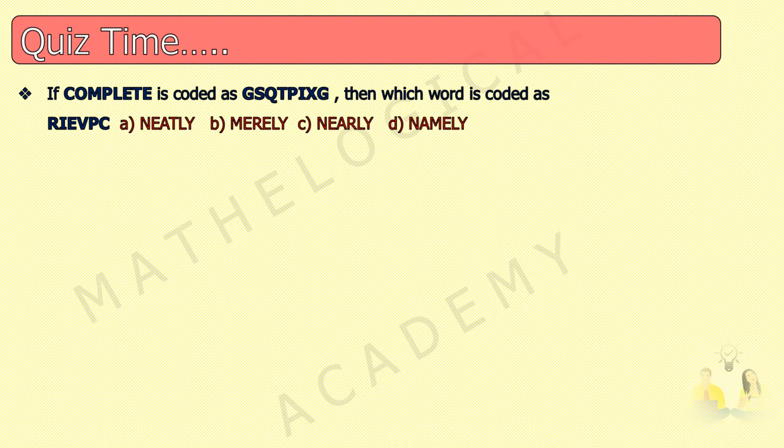Quiz time. Let's see what we have learned. If complete is coded as GSQ-TPIXG, then which word is coded as RIEVPC? There's a little twist here. Please note that and then solve your question. You have 5 seconds to solve the question. If you want more time, then please pause the video and solve it. Your time starts now.